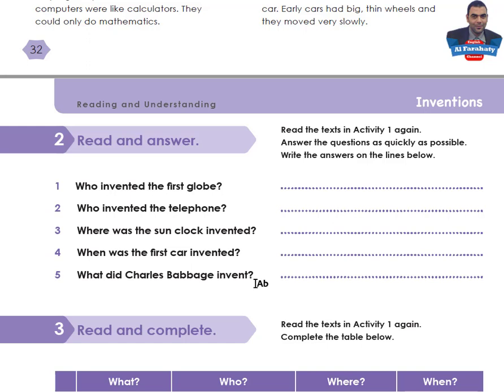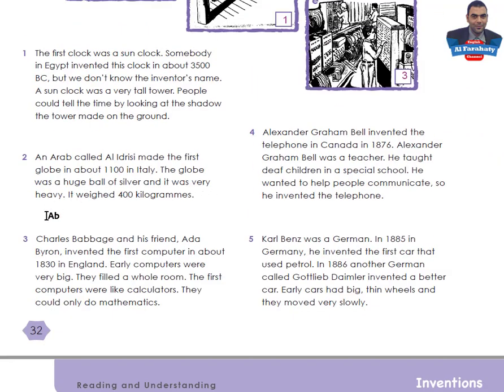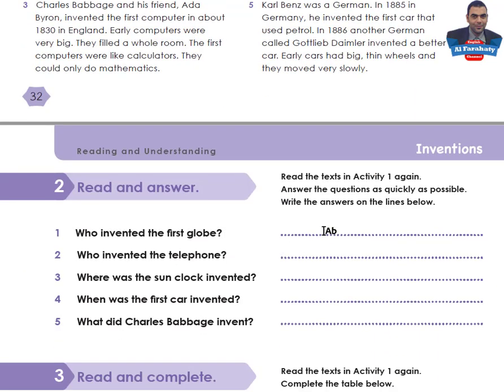Dear students, you are asked to skim the 5 texts in order to find the answers. Do you know skimming? You are asked to search for the answer only. You can get the answer through a keyword. For example, I will do the question number 1. Who invented the first globe? Yes, the keyword here is globe. Let's look here. Globe, Al-Idrisi. So the answer is Al-Idrisi.